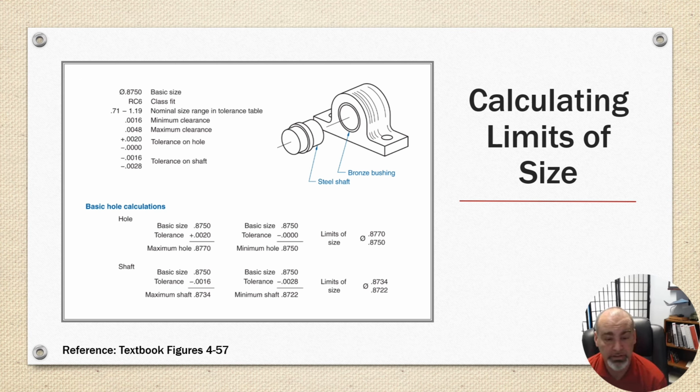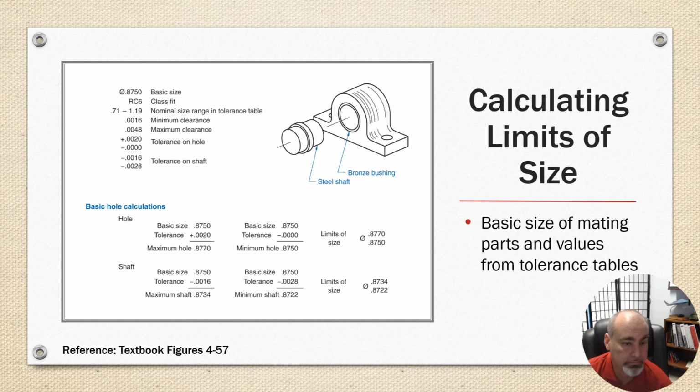872.2 thousandths. There will be exercises like this throughout the course, so you're going to need to review this type of slide and review how these tables work. Okay, so your basic size of mating parts and the values from the tolerance tables.